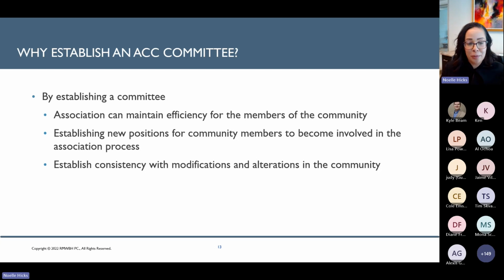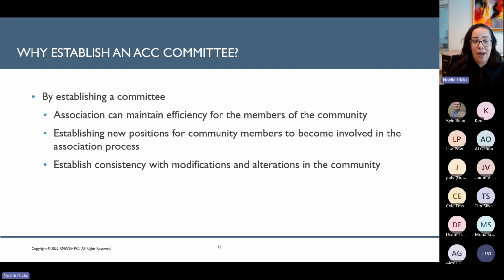Imagine if you have a huge community and there's not one central location where applications are reviewed, so there's no ACC committee, then it would probably be difficult to maintain some consistency with things that are approved, right? And you can imagine, especially with the larger community, that can be really, really complicated if the same eyes aren't reviewing applications, day after day or month after month, then consistency would be difficult.